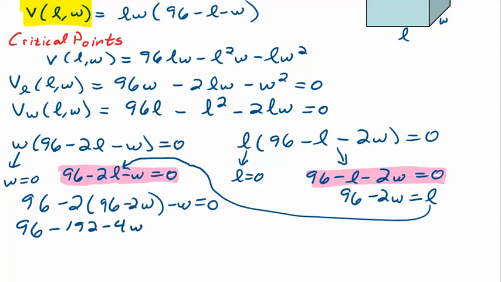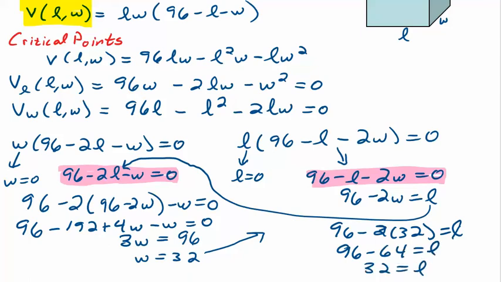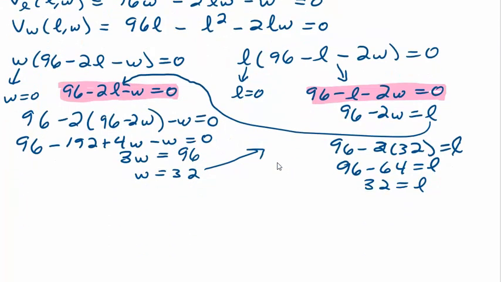Minus 4W, oh, plus 4W. There, that's where we make those little mistakes, right? Okay, so that's 3W, and if we get negative 96, move that to the other side. What do we get? 32. Okay, so now let's take the 32 and we'll plug it back in over here to figure out what L is. Now we get 96 minus 64, so we get 32 as well. Okay, so that is our critical point, 32, 32.